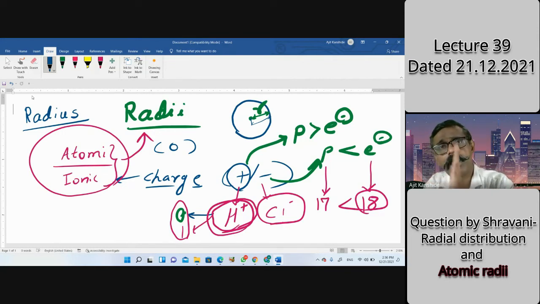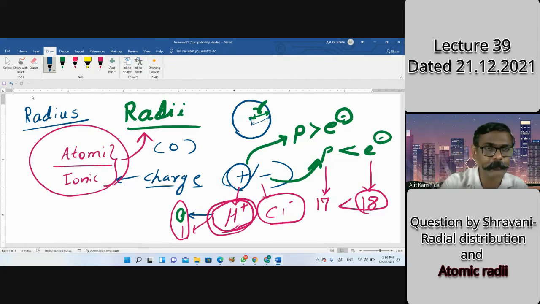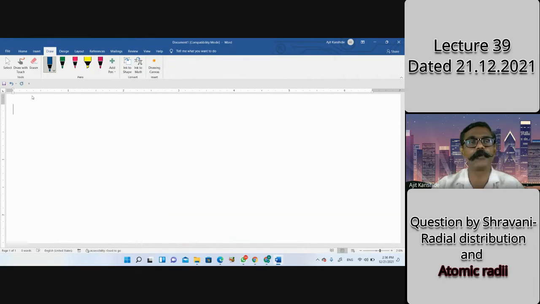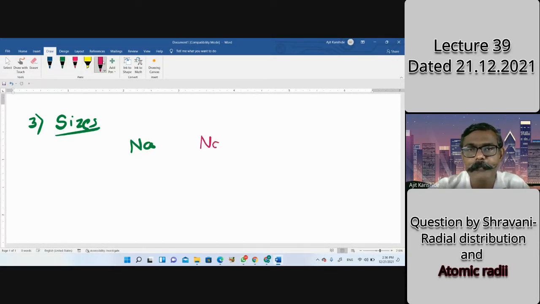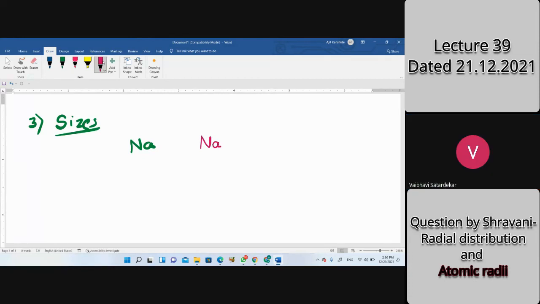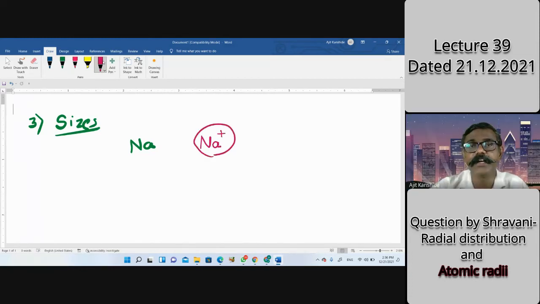Second point I told about the radius. Now I come to the third point, which is a very important one. Third point, I am comparing the sizes of ion with atom. If I consider a sodium atom and the other formation is sodium ion, what should be the charge on sodium ion? Plus. Plus means I am considering a cation.